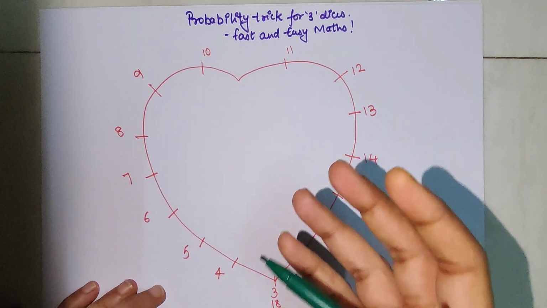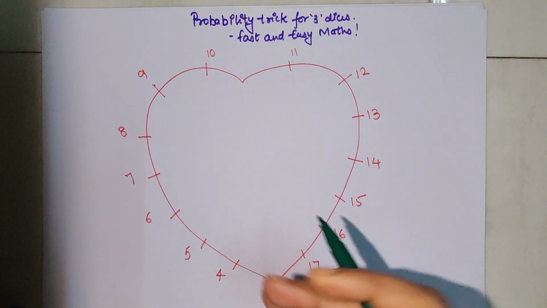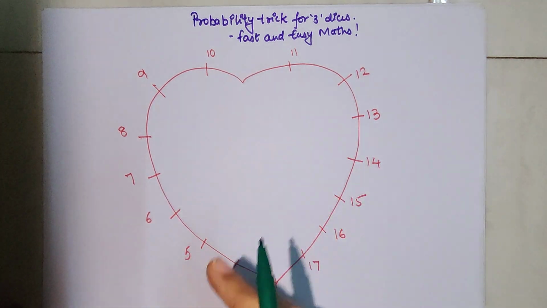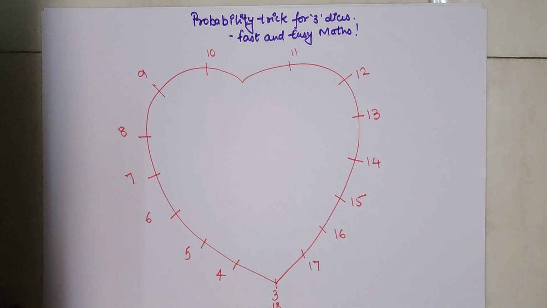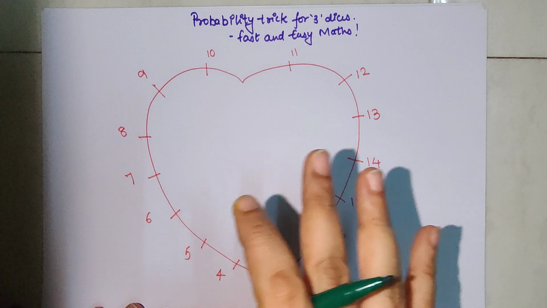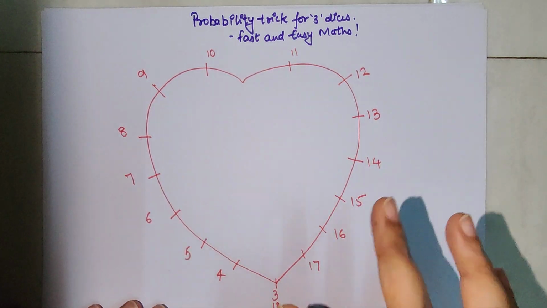Students, a lot of us have faced probability questions about rolling 3 dice, and many times it gets too confusing. So over here I'm going to show you a trick with which you will be able to get your answer in 5 seconds. Trust me, it is so simple.